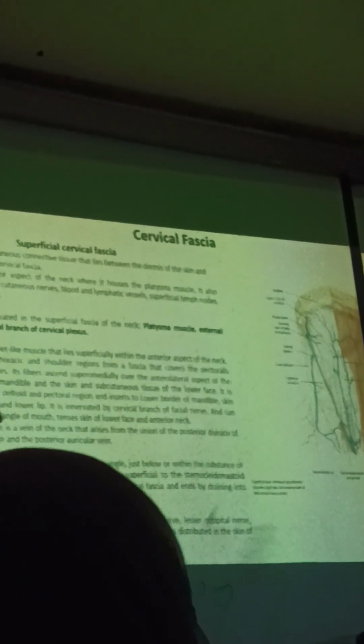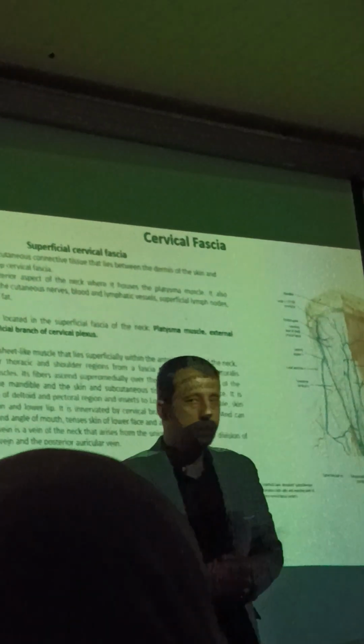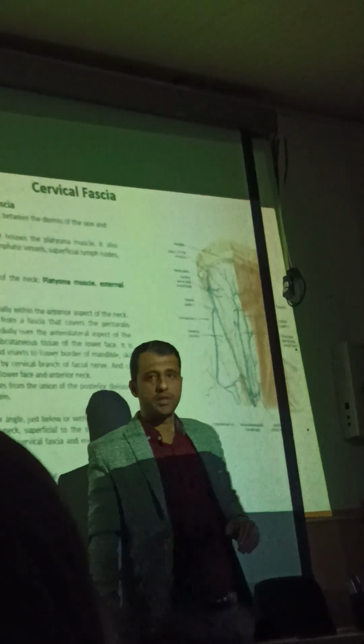But the cervical fascia. You know that in all of the body we have the superficial fascia and deep fascia. But in the neck, we have a separated part of the deep fascia. The superficial fascia of the neck contains several important structures. The first are these veins. Look at this vein. They are superficial veins.